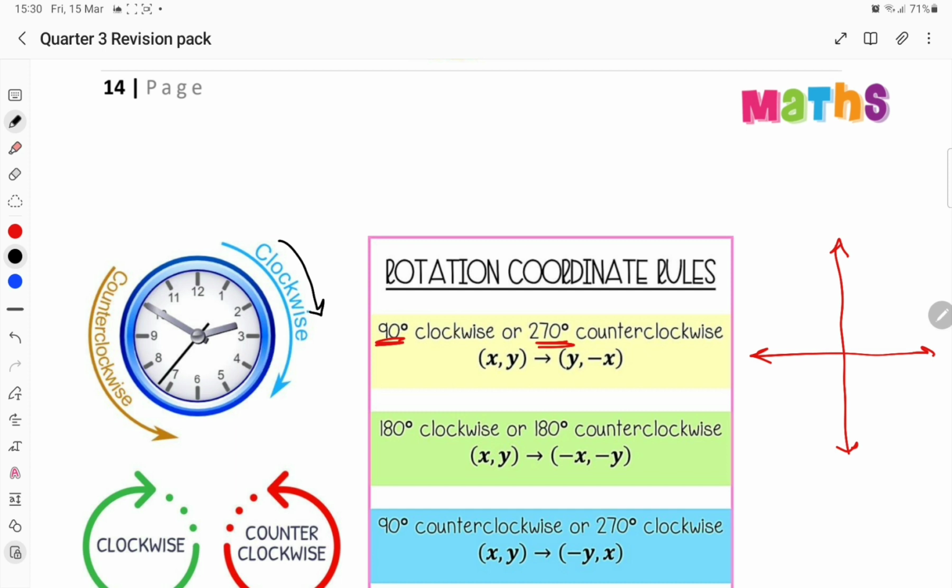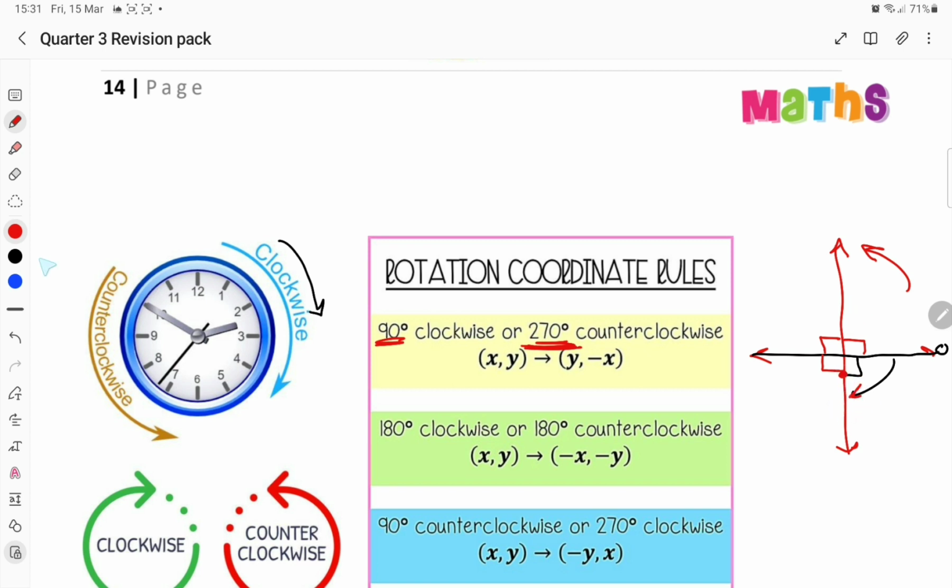Very good. So when he says 90 clockwise, this means I always start from the 0. So 90 clockwise, this is 90, 180, 270, 360. Each quadrant is 90 degrees. So again, 90 clockwise with the clock direction will be the same as 270 counterclockwise. This is counterclockwise. So 90, 180, 270 counterclockwise, you will reach the same point.